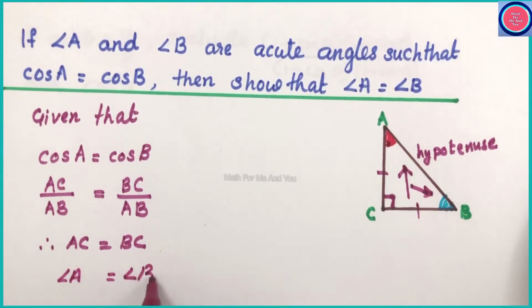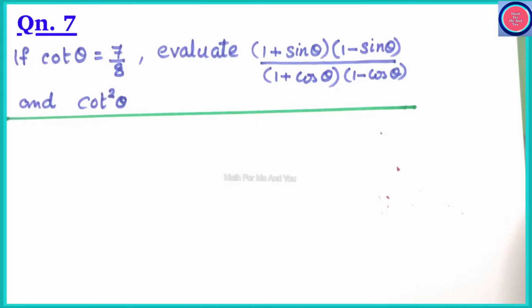This is the proof. Question 7. If cot theta equals 7 over 8, evaluate (1 plus sin theta)(1 minus sin theta) divided by (1 plus cos theta)(1 minus cos theta), and cot square theta.